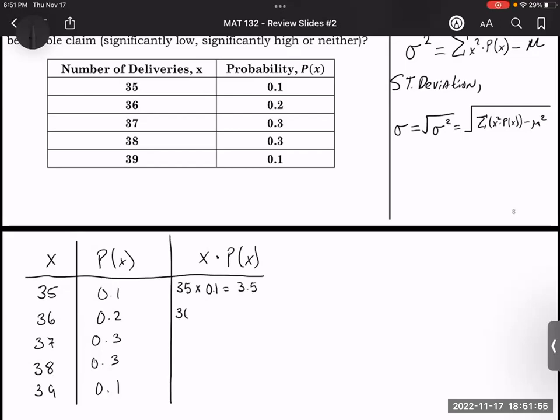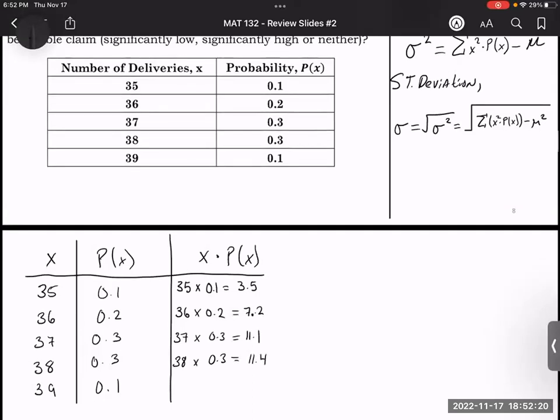Then I take 36 times 0.2. That's going to be 7.2. Then you take 37, multiply it by 0.3. That's going to be what? Oh, somebody already did this for me in the chat. Yeah, 11.1. Thank you. 38 times 0.3 is 11.4. And 39 times 0.1 is 3.9.